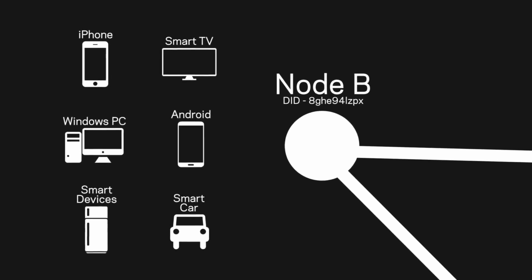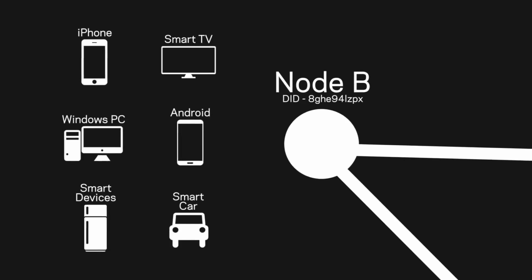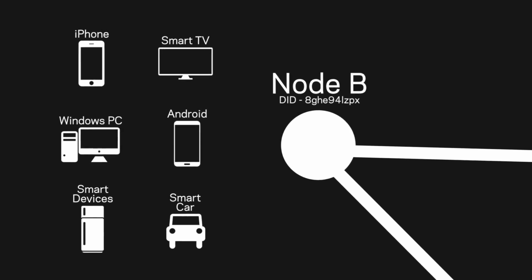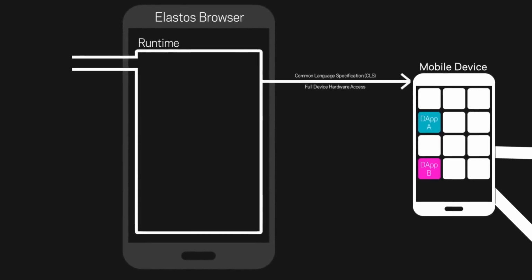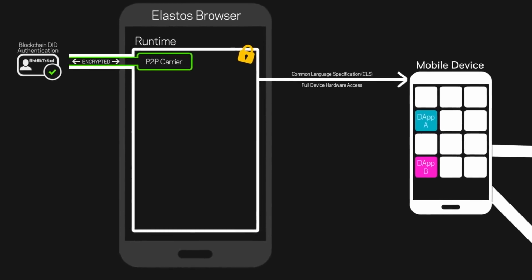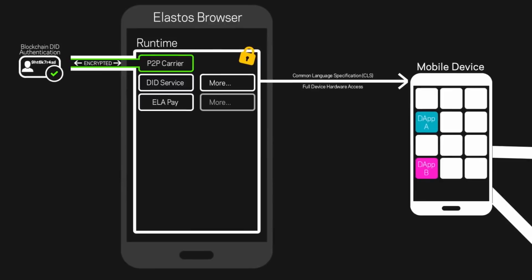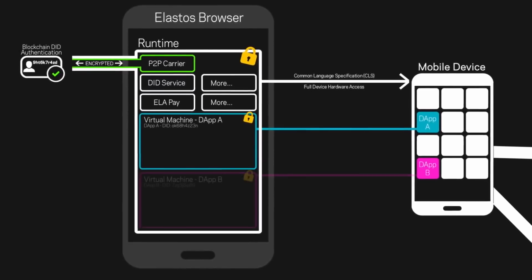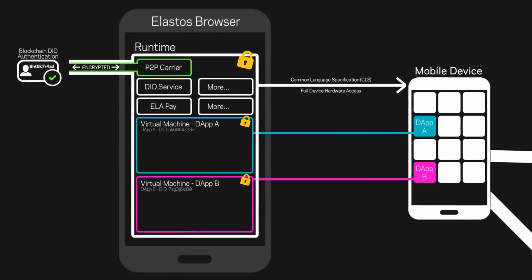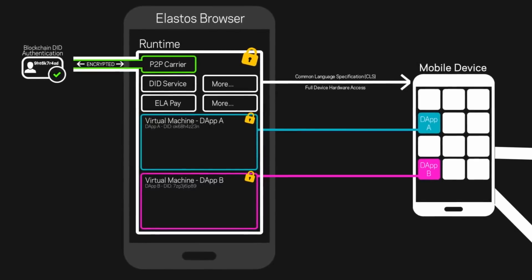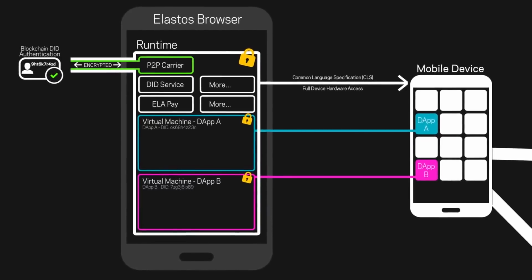Phones, desktop computers, and any smart devices can install the Elastos browser app and gain access to the Elastos ecosystem. Once installed, the browser will act as its own isolated operating system inside your device. It gains full access to the device's hardware, allowing for a completely secure environment to run powerful dApps, maintain property rights to digital assets, and connect safely to other nodes in the network.